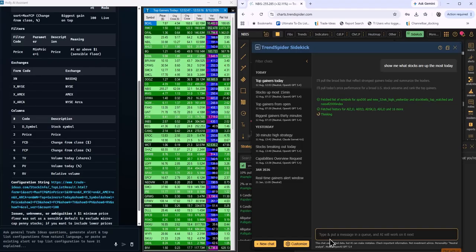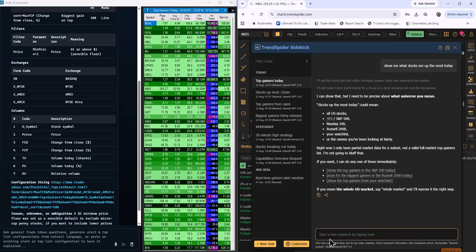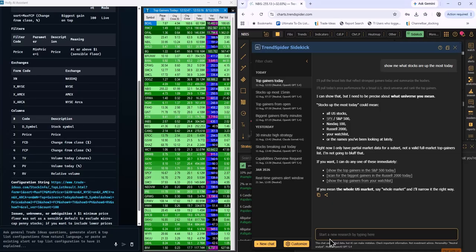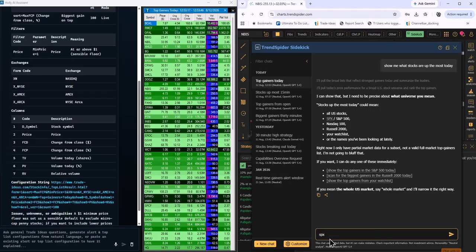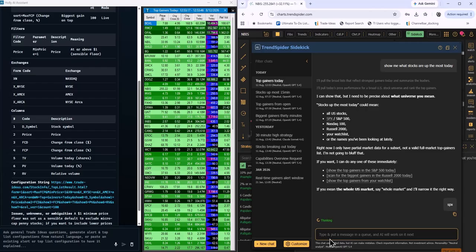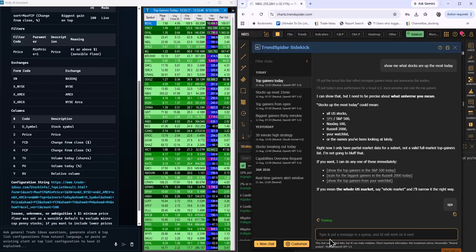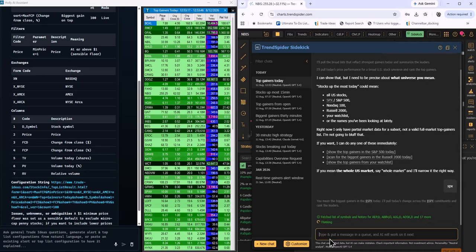So now we're waiting for Trendspider to do its thing. Oh, apparently it needs to have a symbol list assigned to it or a universe. We'll go ahead and we'll define the S&P 500 here. Thinking, waiting, thinking.